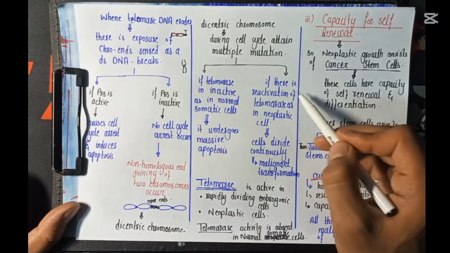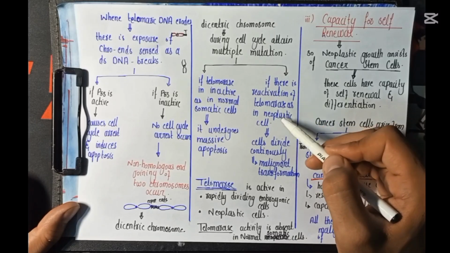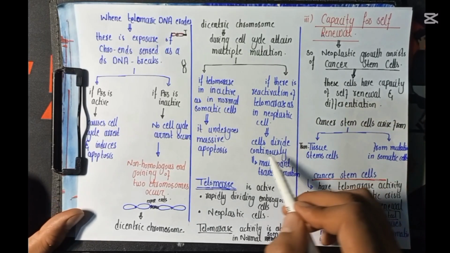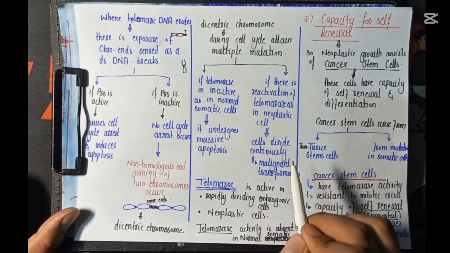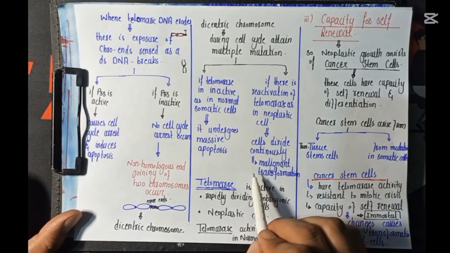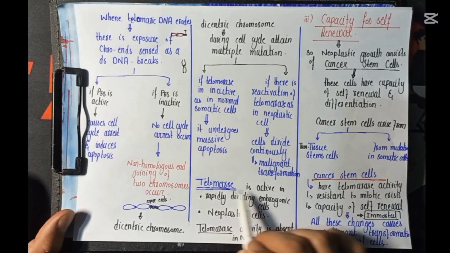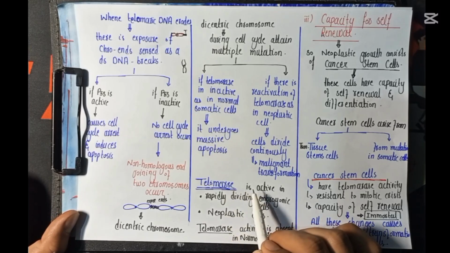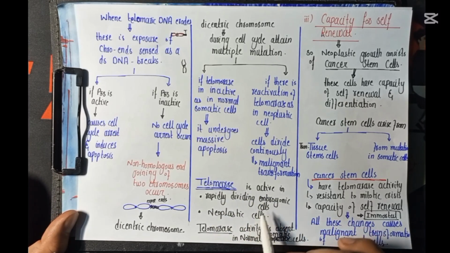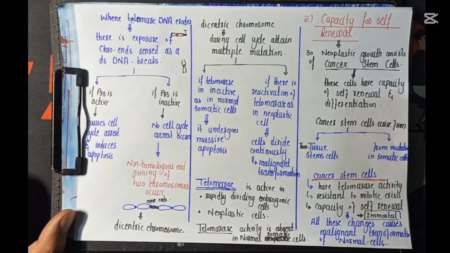But if there is reactivation of the telomerase enzyme, as in the neoplastic cell, then it causes rapid cell division, and the cell will divide continuously and lead to the malignant transformation of the cell. The telomerase is an enzyme that is active in the rapidly dividing embryonic cell and the neoplastic cell, but telomerase enzyme activity is absent in the normal somatic cell.